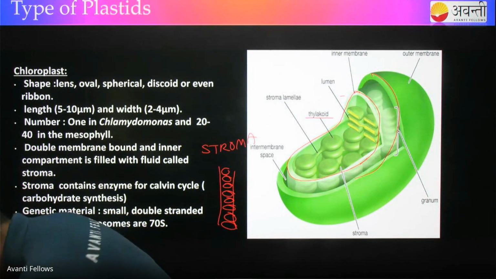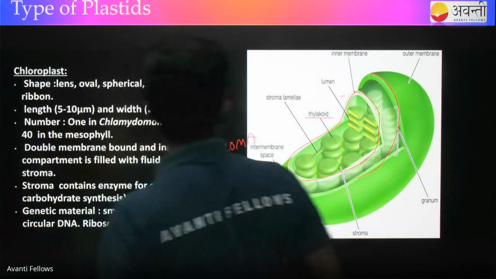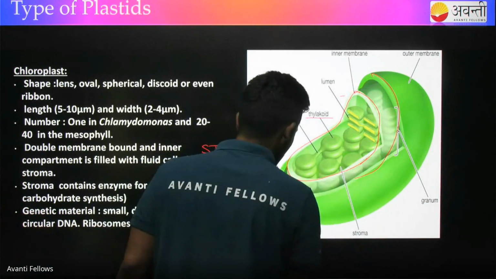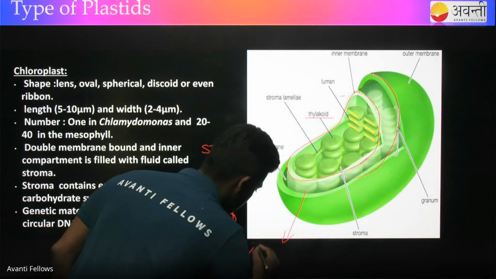Is there a gap between the inner and the outer membrane? Yes, there is a gap between the inner and outer membrane, and this gap is very important. The name of this gap is periplastid space.